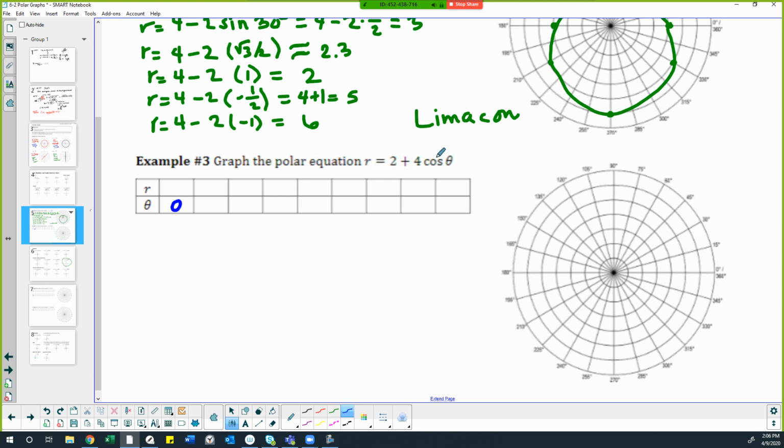All right, let's do this. So we're going to plug in 0. So r equals 2 plus 4 cosine. I probably should have stopped my video after the one problem, huh?